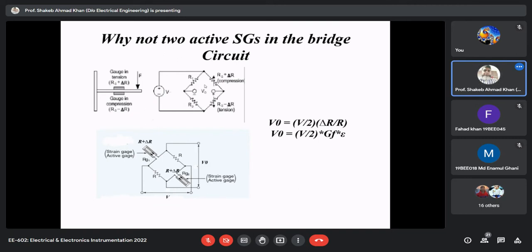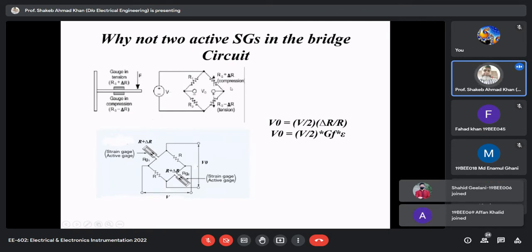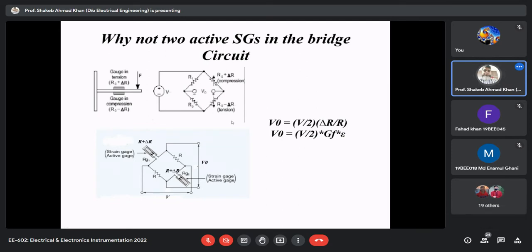Now in this case you see, the situation is like this. Please listen carefully. I don't know how many of you are listening carefully. So here in this case, when there is a strain, both of these strain gauges' resistance will change by an equal amount because they are identical strain gauges subjected to the same strain. Both resistances will change, but in opposite directions. In one strain gauge the resistance will increase, in the other the resistance will decrease by the same amount. When this happens, your output voltage will be this much.